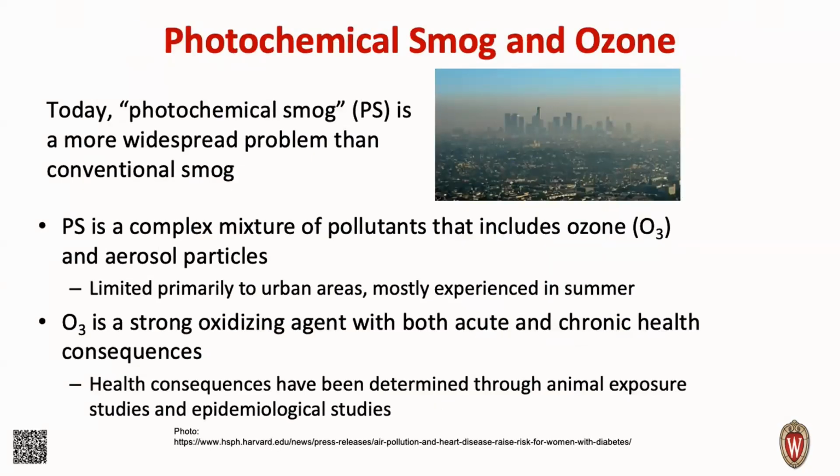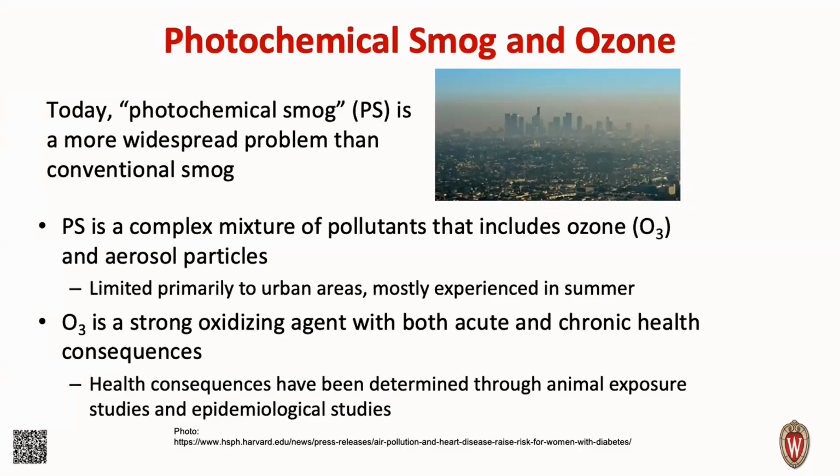The other thing is photochemical smog and ozone. Today, photochemical smog is a more widespread problem than conventional smog. You can see a picture there. And that's because photochemical smog is a complex mixture of pollutants that includes ozone and aerosol particles that are photoactivated by sunlight. It's predominantly limited to urban areas, mostly in the summer.